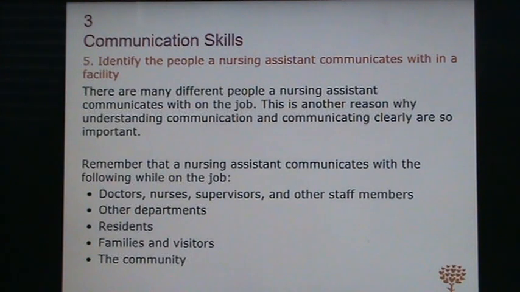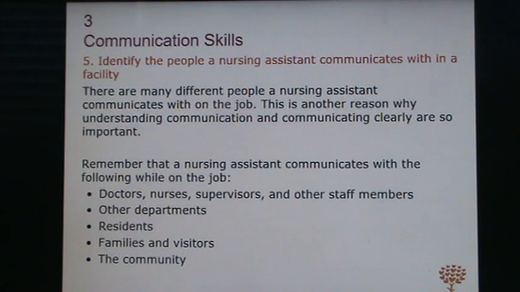So we are still talking about communications, and remember that you must communicate as a nursing assistant to several people. But you have to be careful who you communicate with. You can never communicate personal information about the residents to your friends or family. That will be against the law. There's a HIPAA law against that. But you must communicate with the doctors, with the nurses, supervisor, any staff member who has direct care responsibility to that resident, the social worker, the dietitian. They might want to know how they're eating.